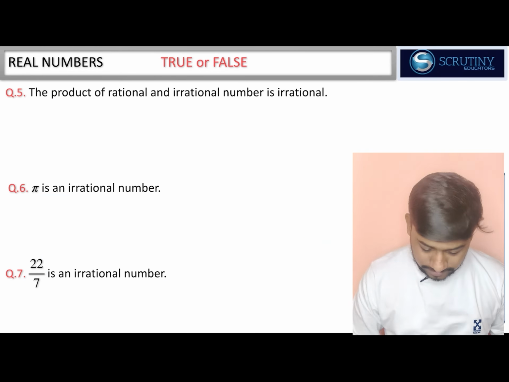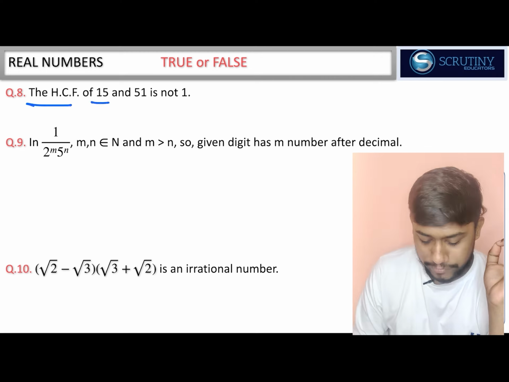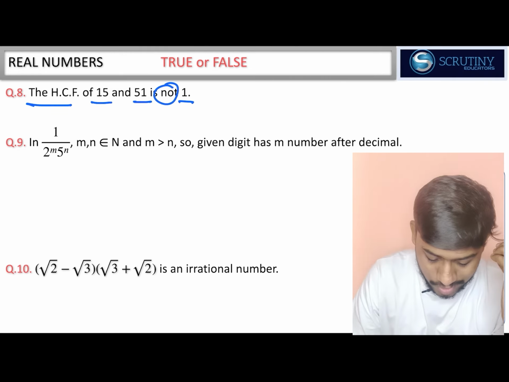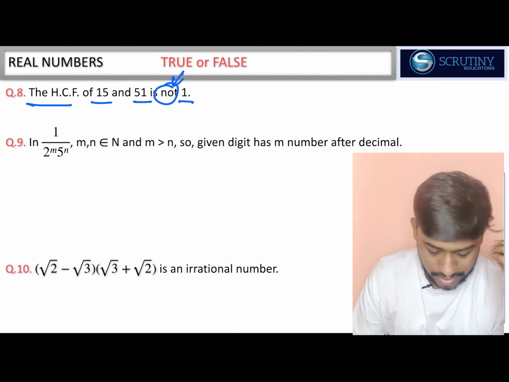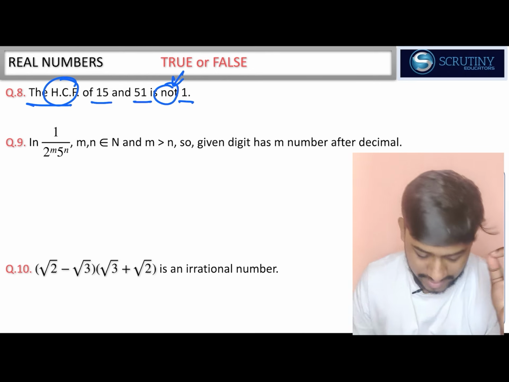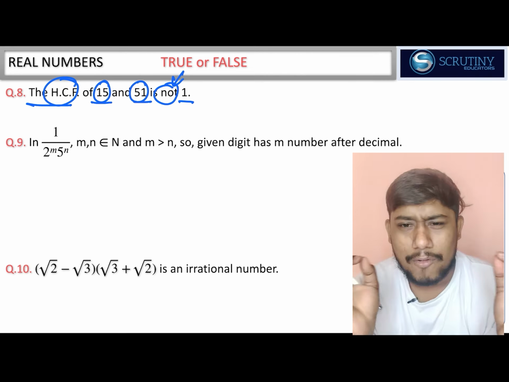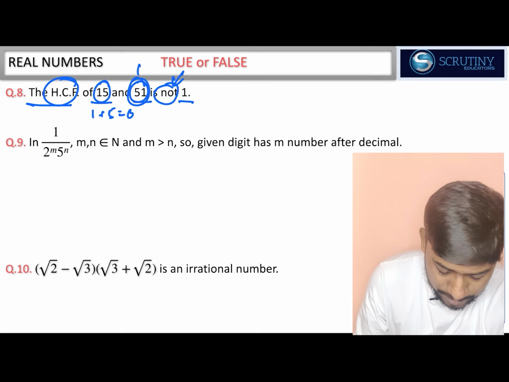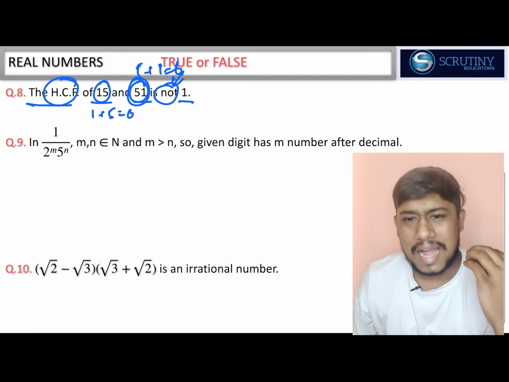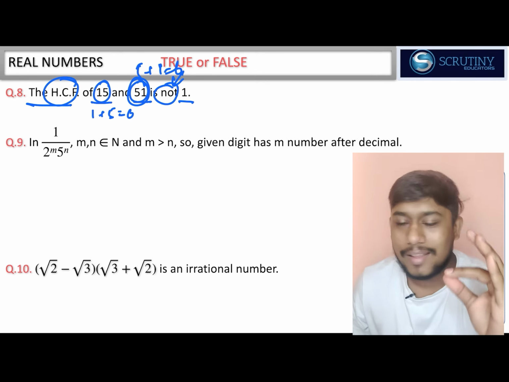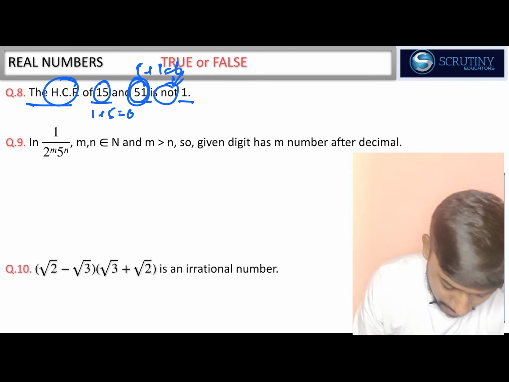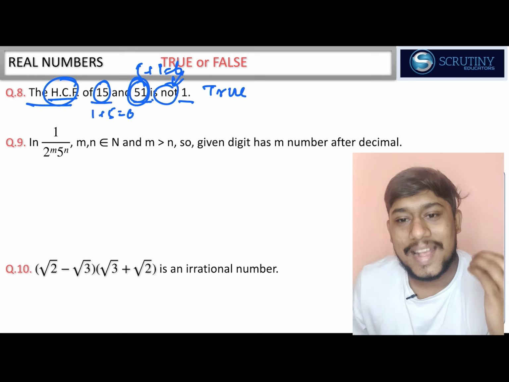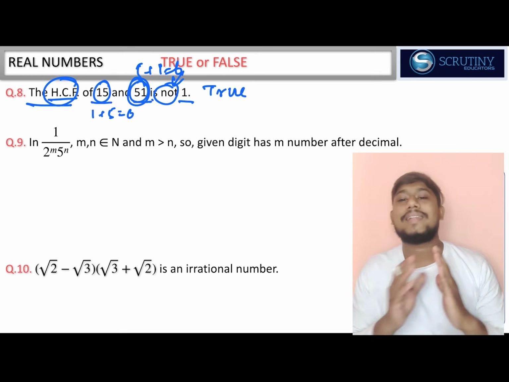Let's go for the next. The HCF of 15 and 51 is not 1. See, observe the question. They said not 1. Let's check. HCF means highest common factor, right? You see 15 and 51. 1 plus 5 is equal to 6, and 5 plus 1 is also equal to 6. It shows that these two numbers are multiples of 3 definitely. So yes, the HCF is not 1. That is true because the HCF will be definitely 3.